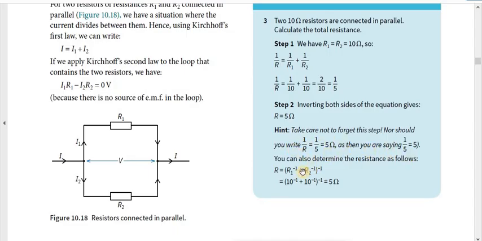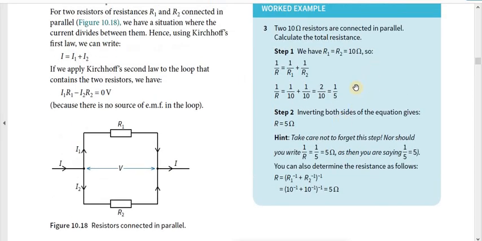Okay. You can also determine the resistance as follows. You can use this to the power -1 in your calculator and get the answer directly, because to the power -1 means 1 over that value. Okay, so 10 to the power -1 plus 10 to the power -1 and then whole thing to the power -1. So you can also use this, and that is equal to R, because already here the reciprocal is taken.